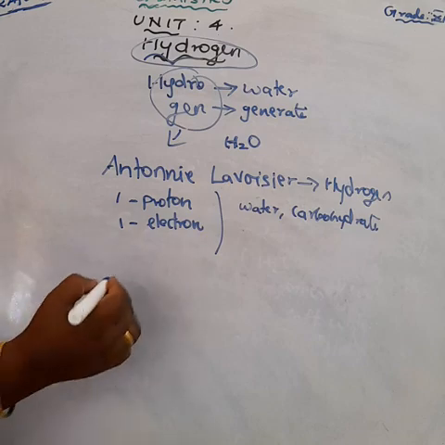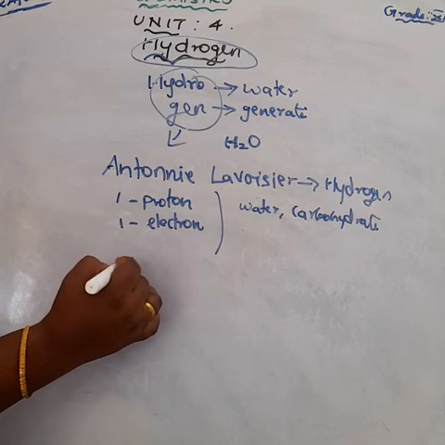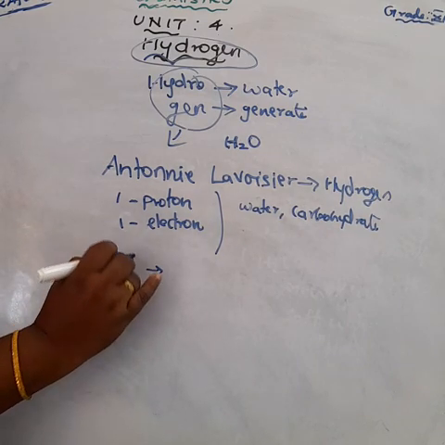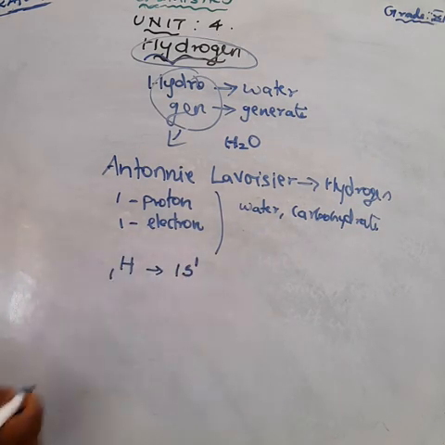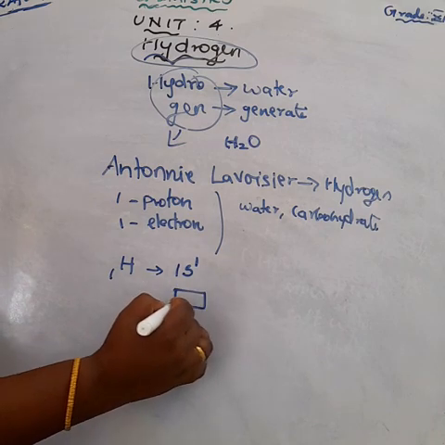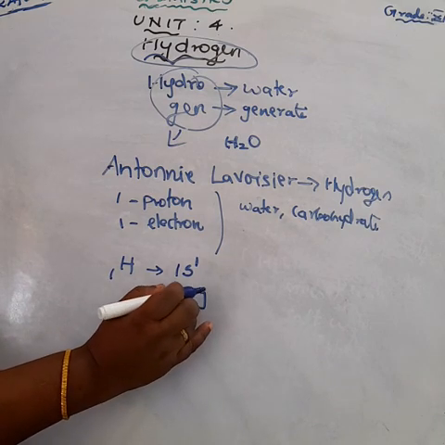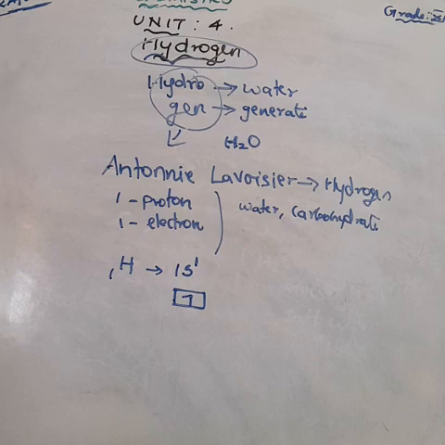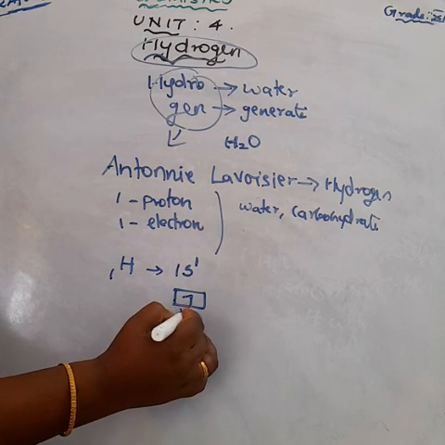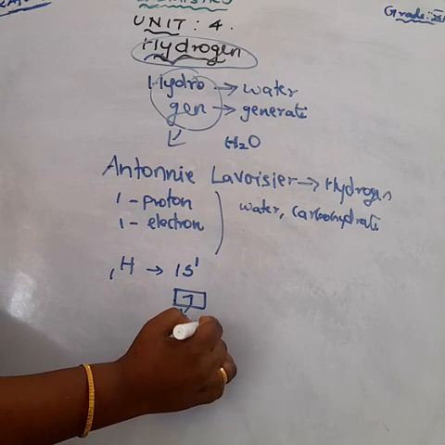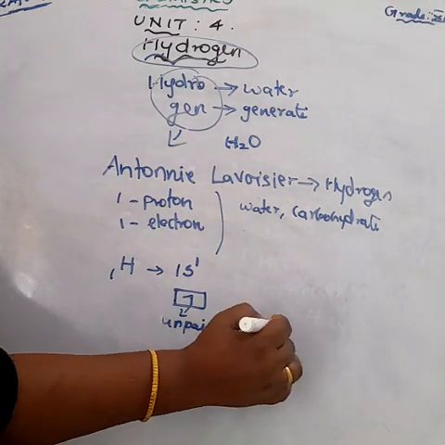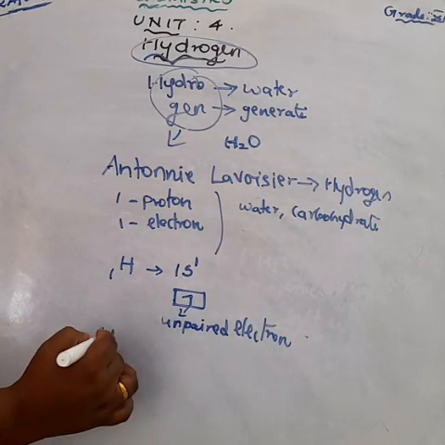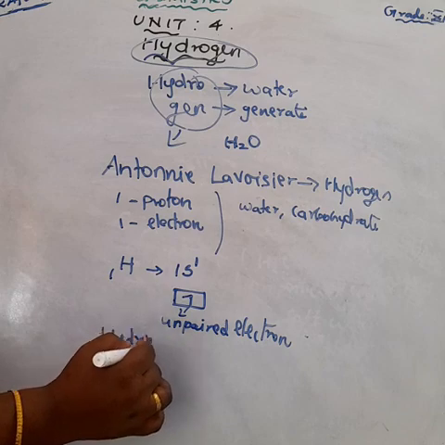You know hydrogen, what is the atomic number for hydrogen? 1. Atomic number for hydrogen is 1. Electronic configuration 1s1. So in the orbital diagram, only one s orbital is present in the hydrogen atom, with only one electron. This is the unpaired electron, not pairing up. Because of this unpaired electron, hydrogen is very reactive.